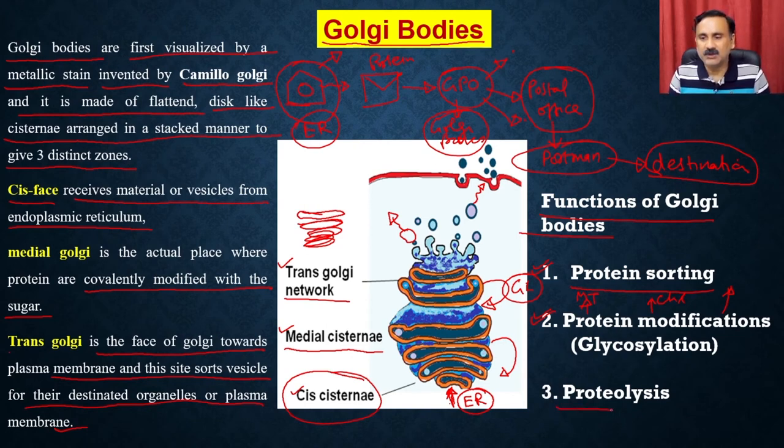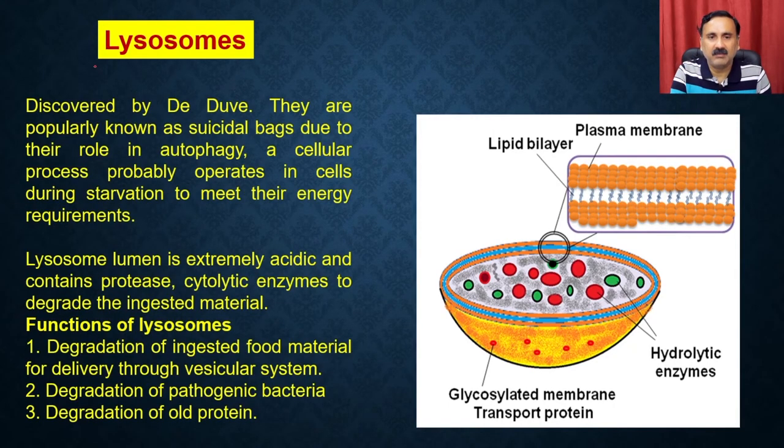Apart from that, the Golgi is also involved in proteolysis, where it degrades proteins. Now we are talking about the third organelle, which is also a part of vesicular trafficking, and that organelle is called the lysosome. The lysosome was discovered by De Duve, and lysosomes are popularly known as suicidal bags, because the lysosome is filled with different types of hydrolytic enzymes, and its inner liquid is very, very acidic.